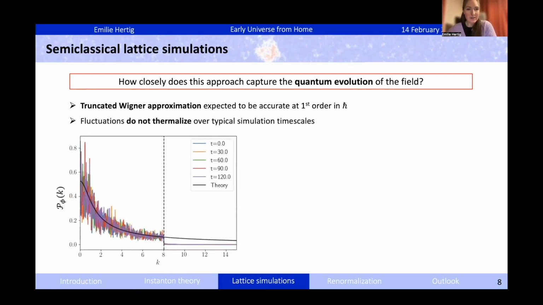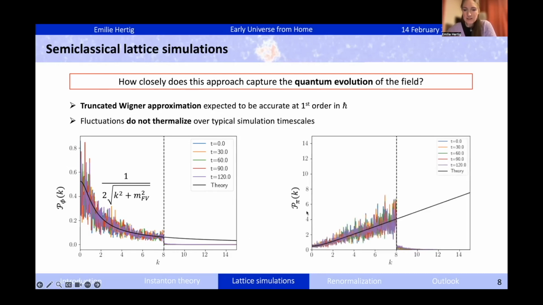And we can also check that the spectrum of fluctuations that we insert in our simulations remains stable over typical simulation timescales, so it does not thermalize. It stays similar to that of the quantum vacuum. Here we see the power spectrum of the field phi, and it follows the theoretical expectation here up to the UV cutoff that is represented by the dashed line. Here I've plotted 5 different time slices throughout the simulation. And the same thing here for the power spectrum of the momenta pi. It does not change significantly with time throughout the simulation, and we still have the distribution expected in the vacuum.